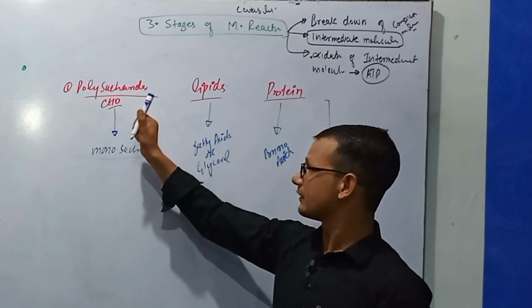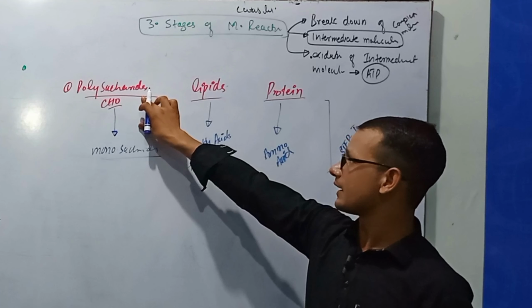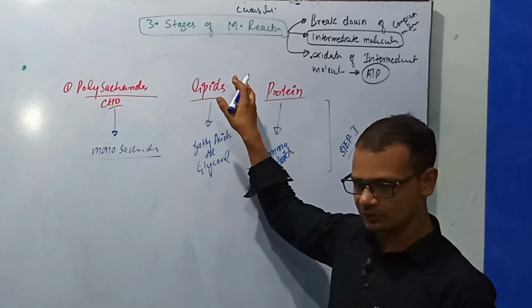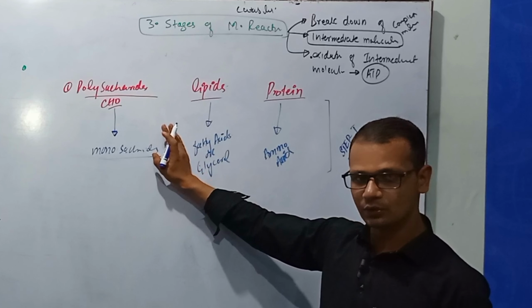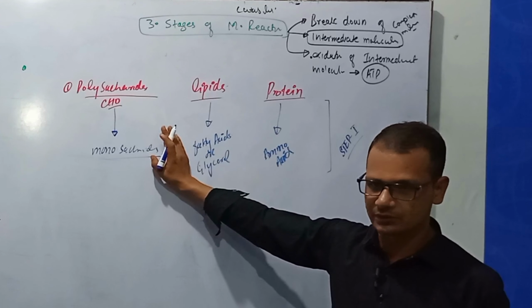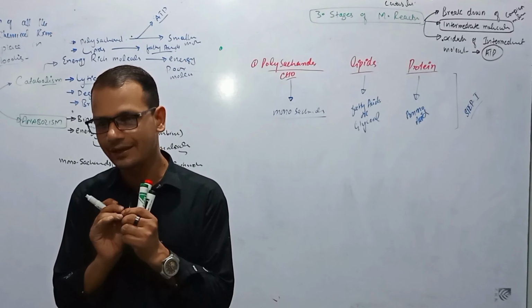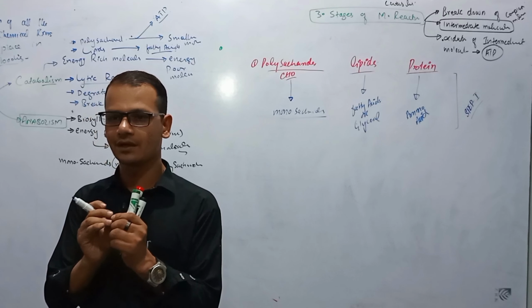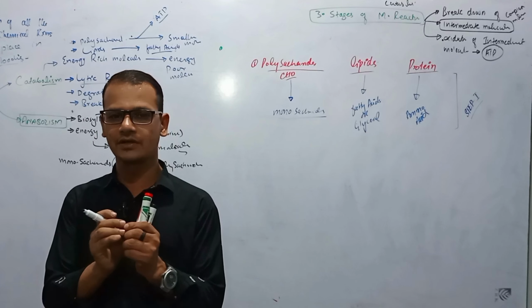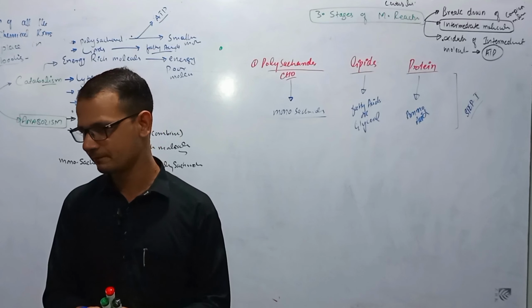You can define this stage as: the polysaccharides, lipids and proteins, the complex molecules, will be converted into building blocks of these complex molecules, because monosaccharides are the building blocks of polysaccharides, fatty acids are the building blocks of lipids, amino acids are the building blocks of proteins. But because of the second step, we cannot fully differentiate or understand the catabolic and anabolic reactions, right? Because the intermediate molecules in both the reactions are the same, right?